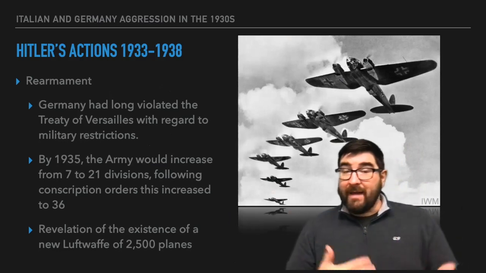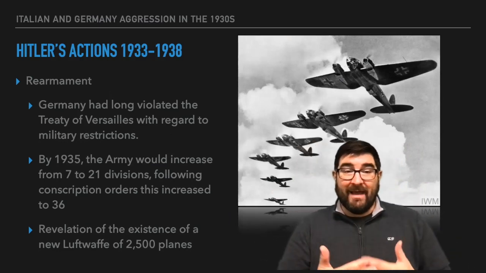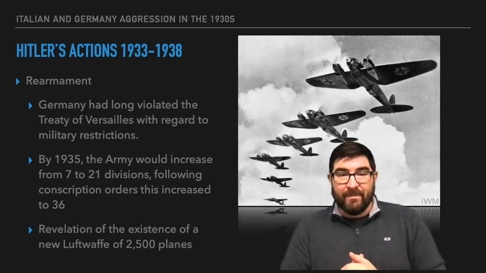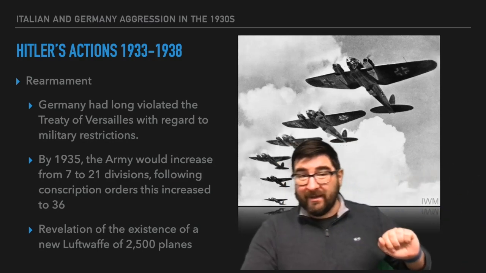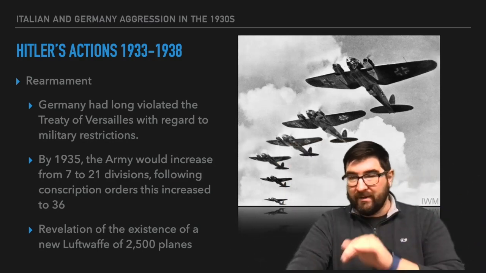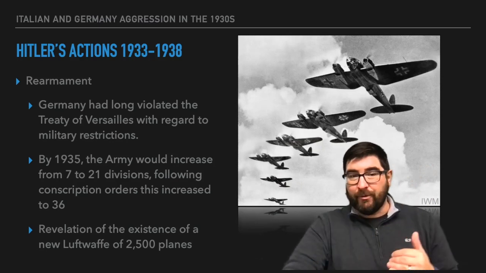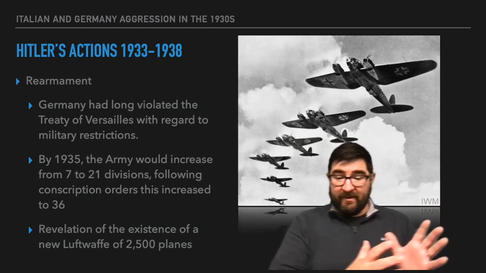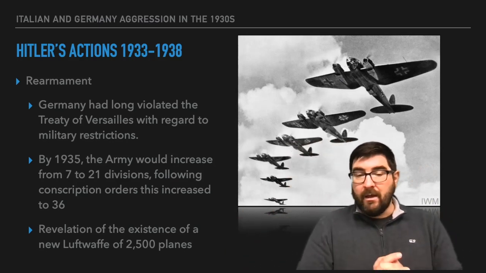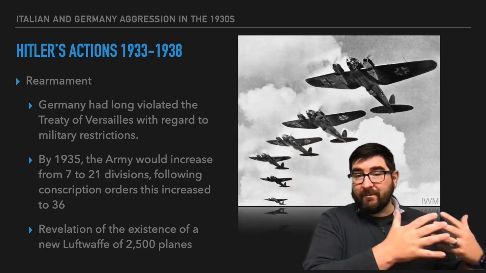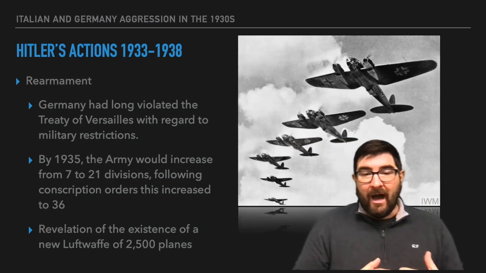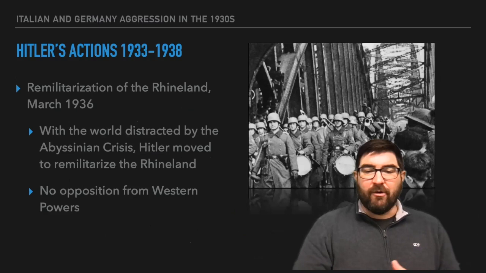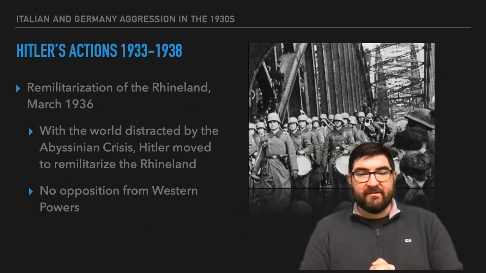Adolf Hitler, in the aftermath of the Geneva Conference, is going to now publicly demonstrate his rearmament program. Germany had long been violating the Treaty of Versailles with regard to their military restrictions, especially with the creation of an air force. And by 1935, this expansion of the German military would explode, with the army going from 7 to 21 divisions and the Air Force being revealed to have over 2,500 new planes.